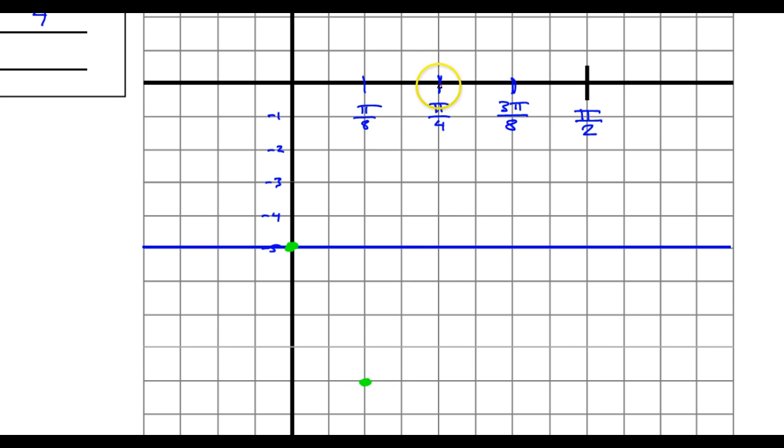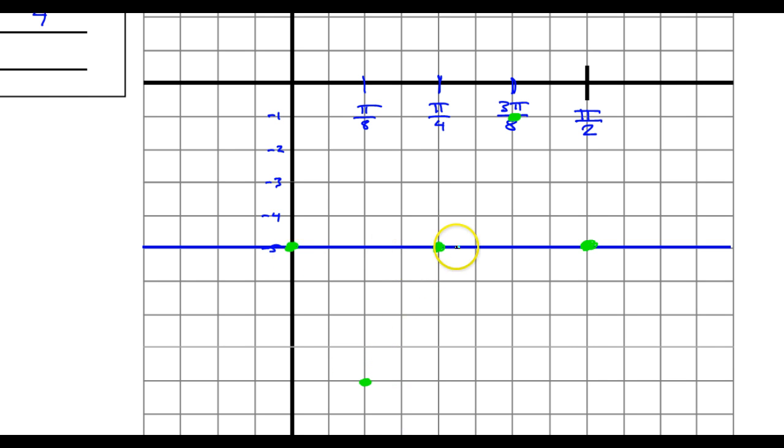As I get to this next position, I'm going to be back to the midline. At the next position, I'm going to be up the amplitude, so up 4. And then in the final position, the end of the period, I'm going to be back down to the midline again. So my skeleton is going like this, but do not connect the dots so far, because we haven't done the phase shift yet.